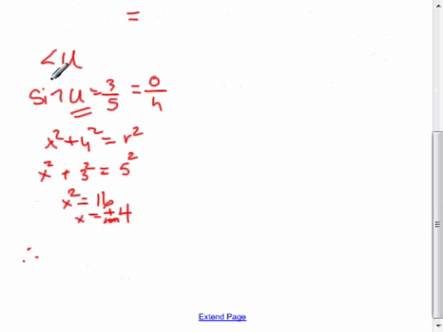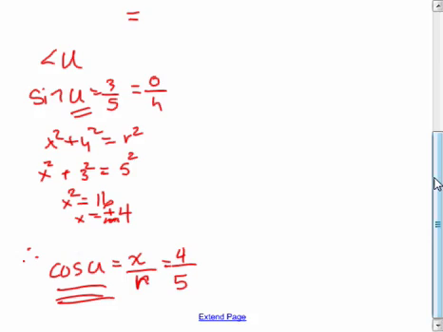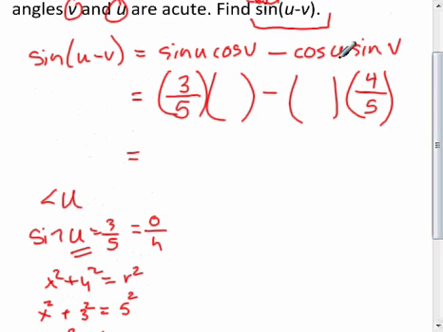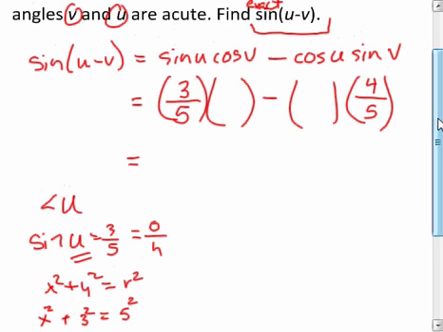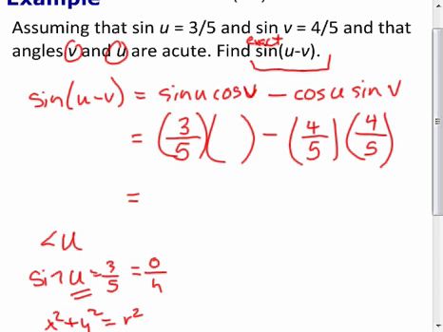So therefore, for angle u, the cosine of u will be whatever the adjacent side, or x side, is over the hypotenuse, or r. So x we've just found out to be 4. We know the hypotenuse is 5. So we now know what the cosine of u is. Cosine of u right there. What was it? 4 over 5. 4 over 5.